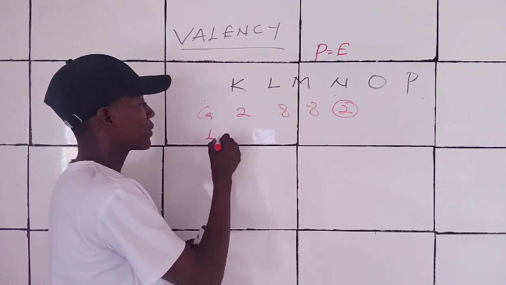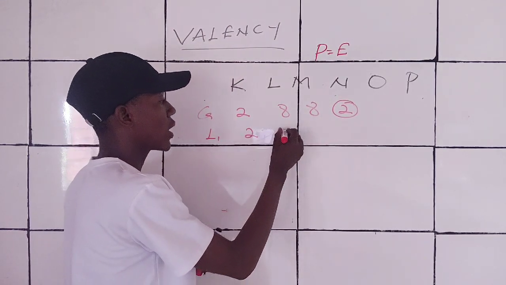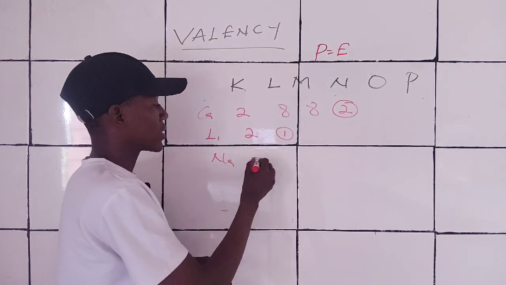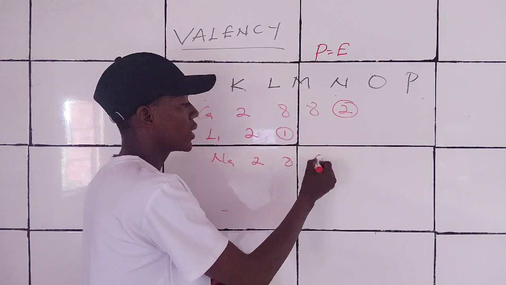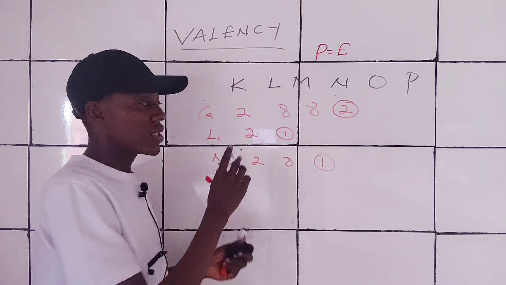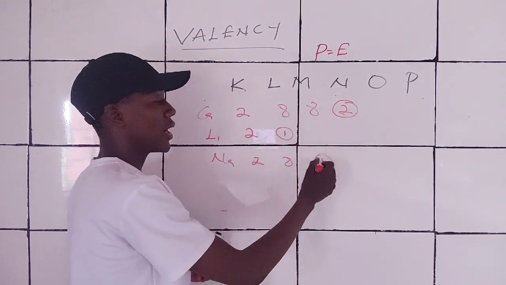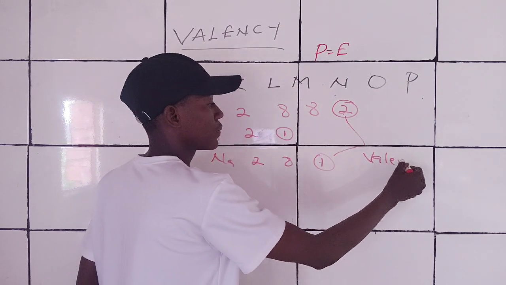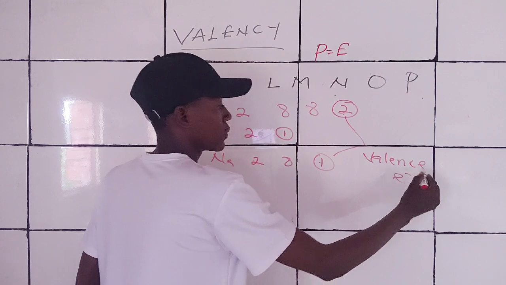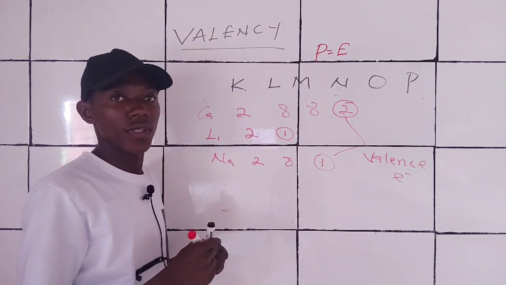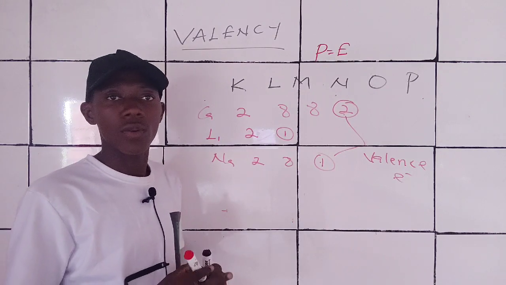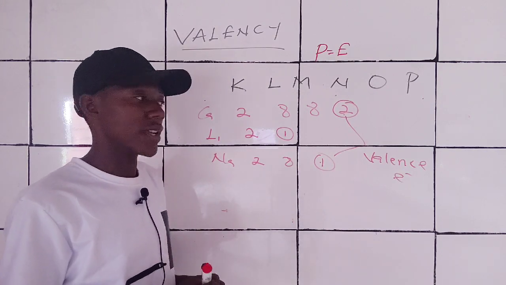If I have lithium, for instance, lithium is number 3, 2, 1. This is the last electron. If I have sodium, sodium for instance is number 11, 2, 8, 1. This is the last electron. So this last electron of every atom is called the valence electron. So whenever you draw the electronic configuration of any atom, what you should be after is the valence electron.